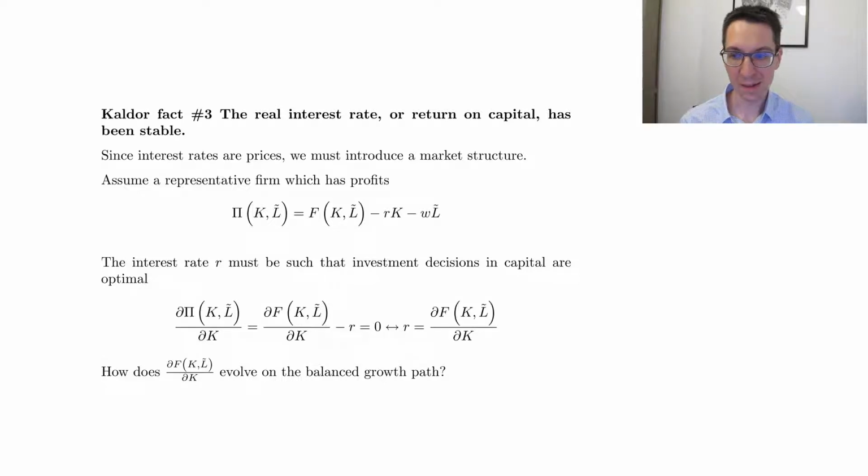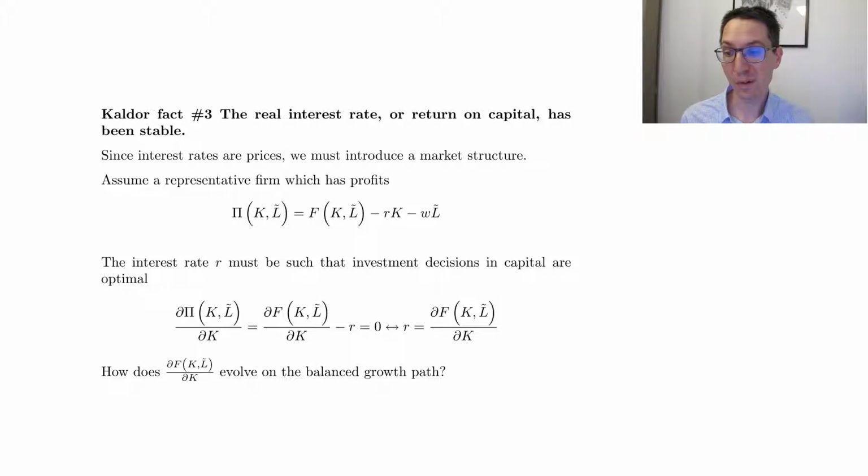Hey guys, it's now time to tackle Kaldor fact number 3. The real interest rate, or return on capital, has been stable. So to put things in context, the real interest rate reflects the real price of capital. It measures how much firms are willing to pay to rent an extra unit of capital. And of course, they are willing to pay more if they expect that its marginal productivity is higher.